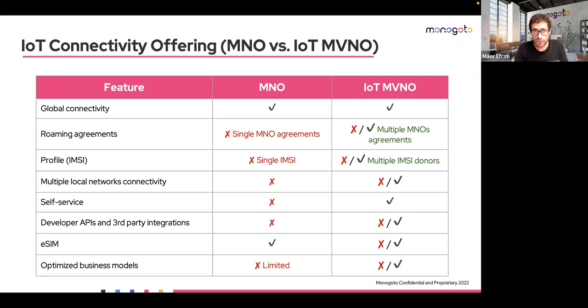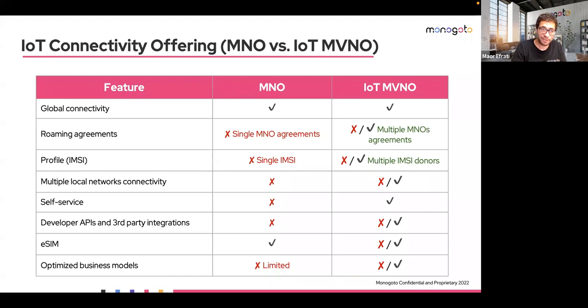An MNO usually will only support one network in a country, and an MVNO will be able to have multiple networks in the same countries. And this is another benefit for the MVNO.